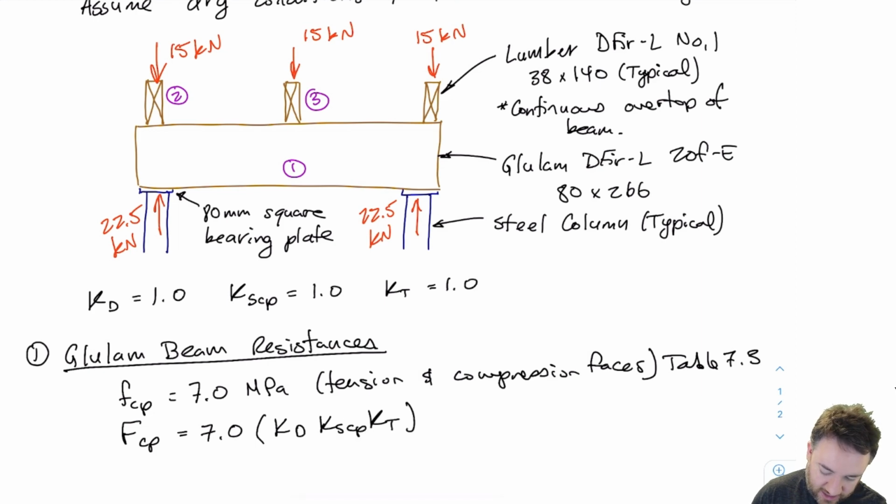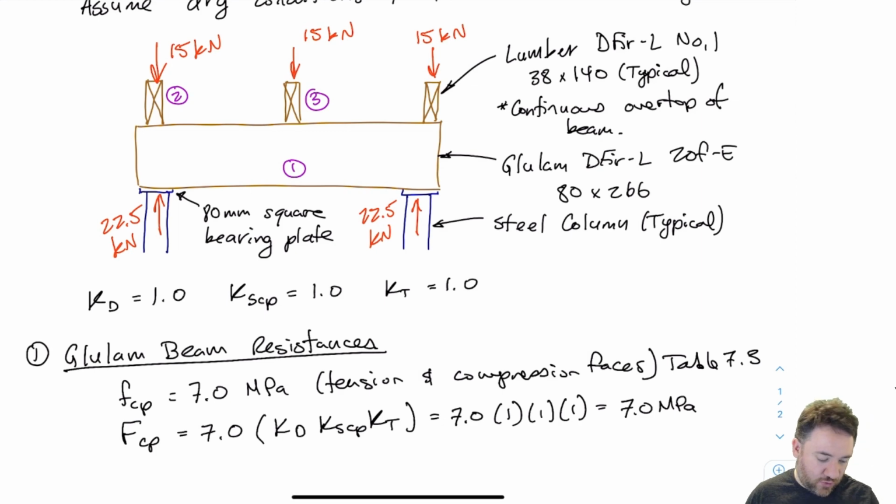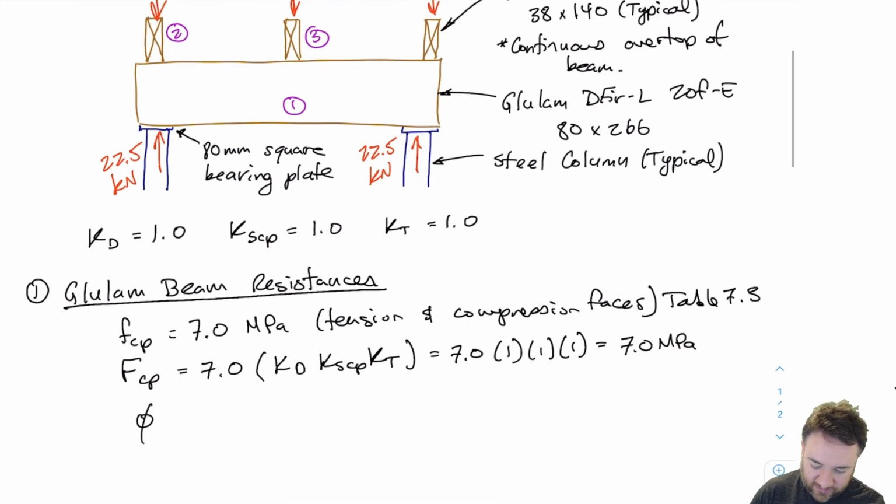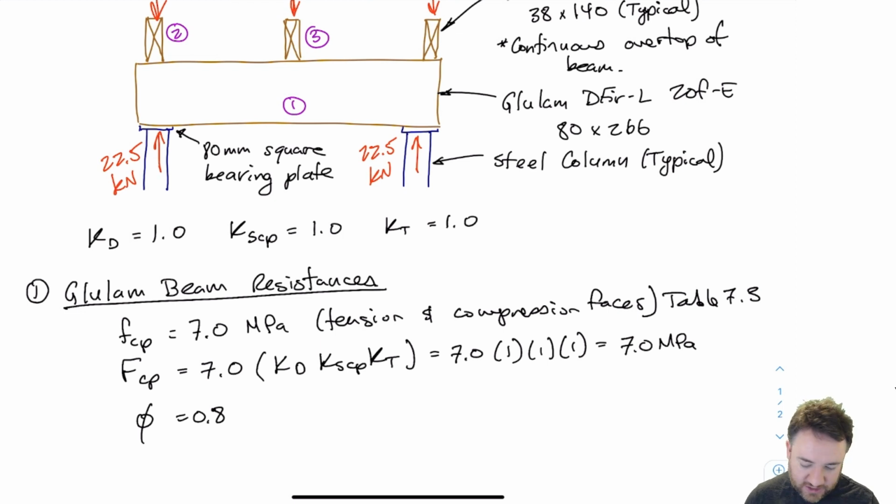There's no KH in this equation for compression perpendicular because by definition for bearing, I can only have one element there. I can't have multiple elements sharing a bearing surface. That's just nonsensical. So I end up with 7.0 MPa, and my phi is 0.8, which is just what the phi factor is for bearing resistance.